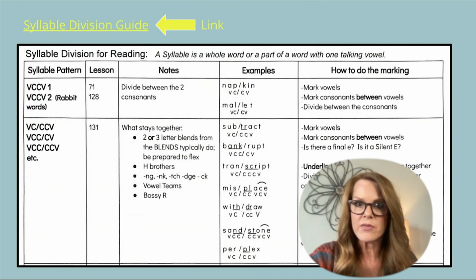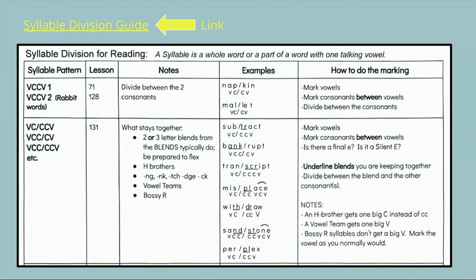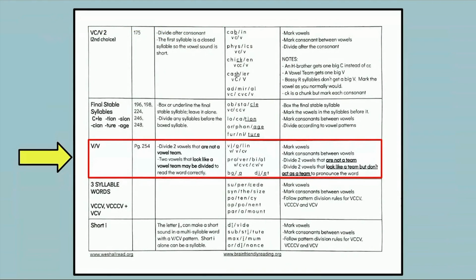There is a syllable division guide for reading that comes in very handy for teaching each syllable pattern. The link to this guide is at the top if you don't already have a copy. This guide lists the syllable patterns in the order that they are taught in the program, the page number of the lesson, specific notes for that particular pattern, examples of words and how to mark and divide them, and a how-to column with step-by-step directions on how to mark the words. The vowel-vowel syllable pattern is located here on the second page.